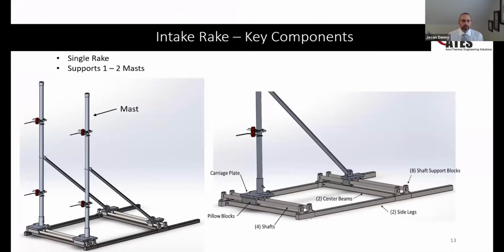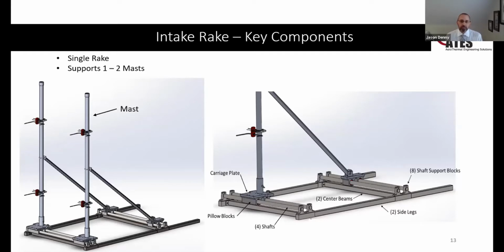This rake on the left is a single rake, and by design we have it to support either one or two masts, as you see there, to cover the flow that whatever's needed for whichever test cell it happens to be in. The picture on the right is just going to show the names of some key components as a reference for later when I'm going over the features. So hopefully you can remember them. I'm sorry we don't have a packet to hand out this time.